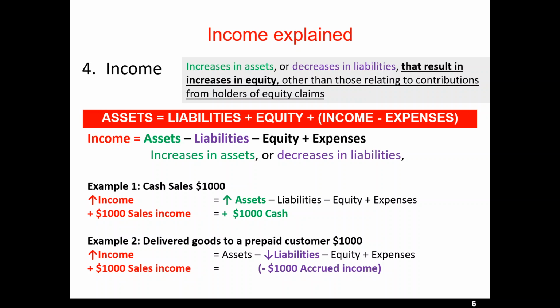Cash sales of $1,000. $1,000 sales is an income. On the other side, cash sales increases cash assets. Say if this transaction is on credit, anyway, you have to recognize income. Instead of cash asset increases, then there you got increases in accounts receivables, which is also an asset. The next example is related to liabilities. How income could result in decreases in liabilities.